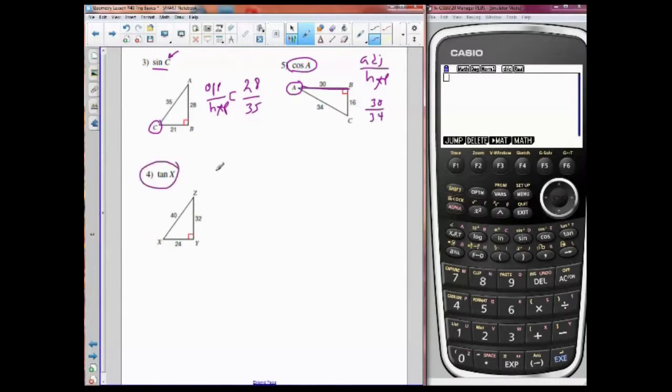Now we go to the tan. And I write my definition down. That is opposite over adjacent. And the more I do this, the easier it's going to get. Then I look at my angle here, angle X, and I go opposite, which is 32, and adjacent, which is 24. So I have 32 over 24. Okay, 8 goes into that, so we're looking at 4/3. All right, so moving on.